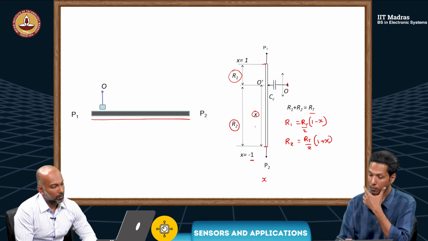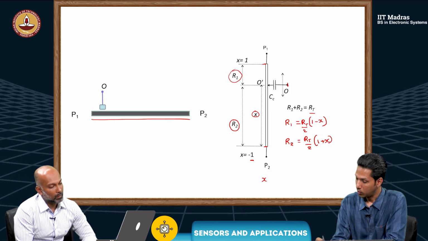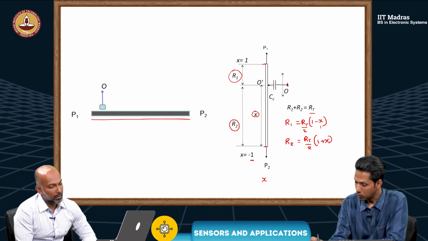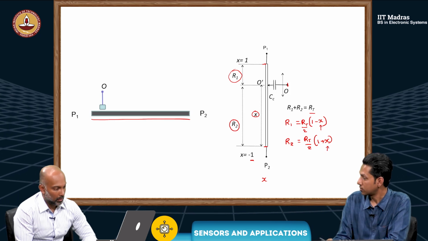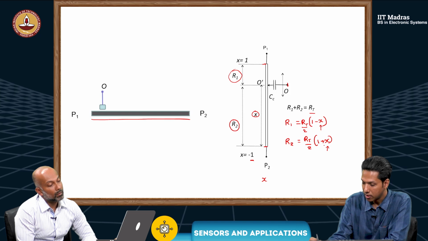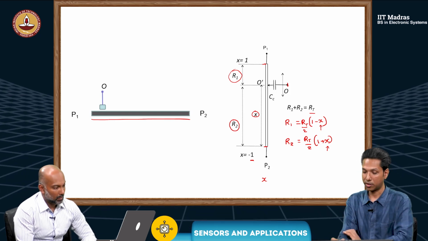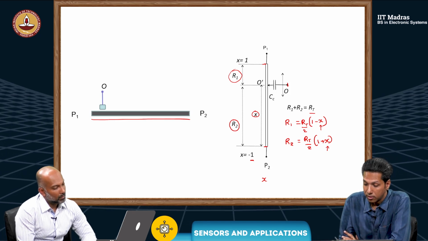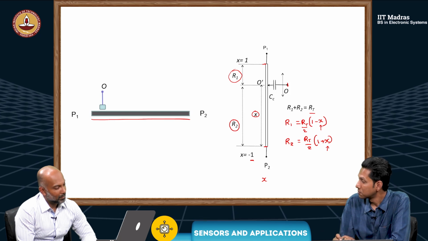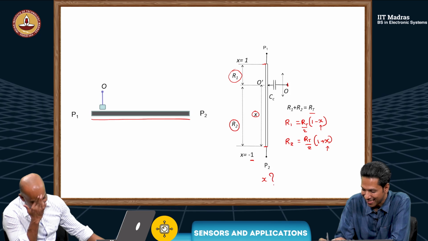So what we have is two resistors, R1 and R2, that change with respect to X, the measurement X. One increases, the other decreases. So if this is minus, this is plus, and vice versa. This is only representing it in terms of X; we still need to find the X.